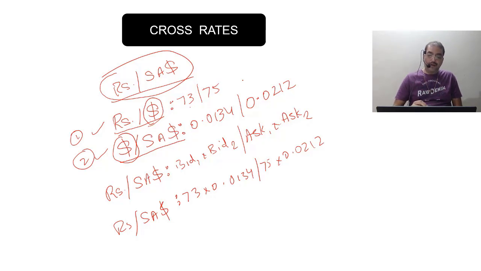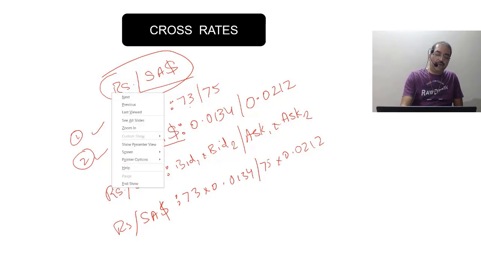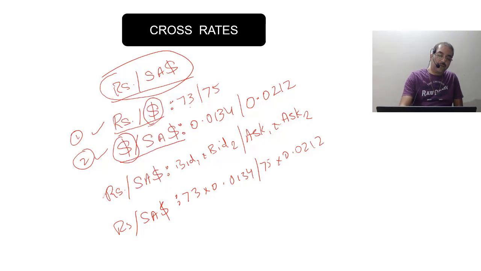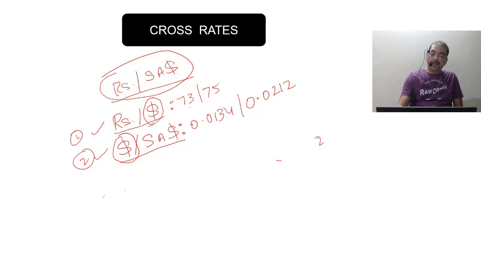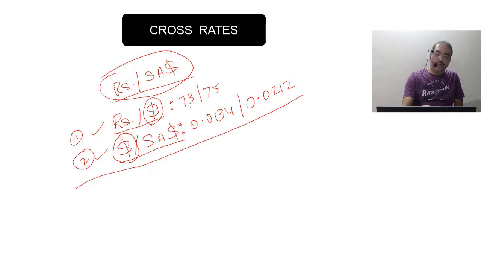Now let us see what will happen if this is not the case. Since we are doing it systematically, you will not have any problem. So it is bid into bid, ask into ask.